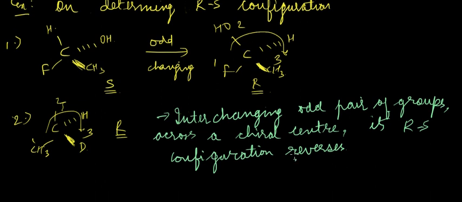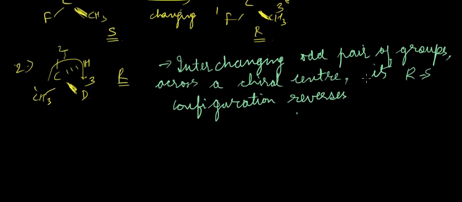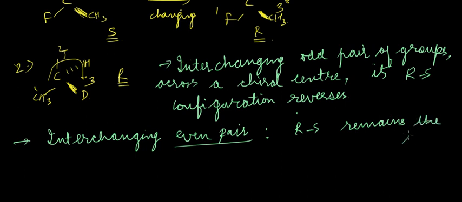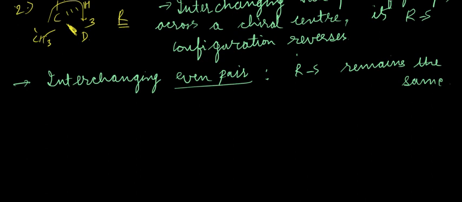And on the other side, by interchanging an even pair of groups across a chiral center, the RS configuration remains the same. So on interchanging an even pair, RS remains the same. Okay, so now we'll look into some more examples.